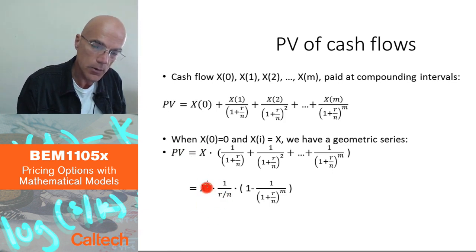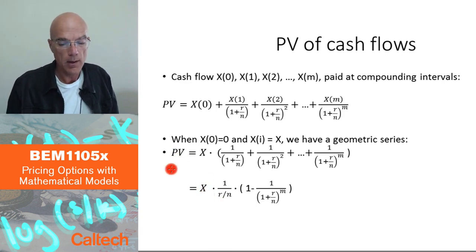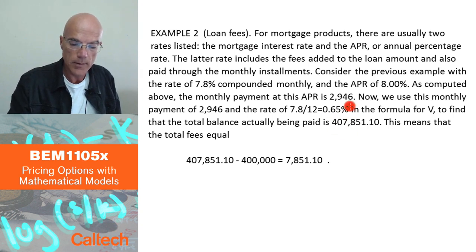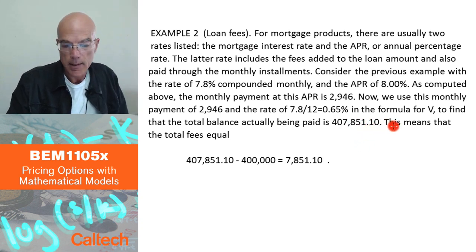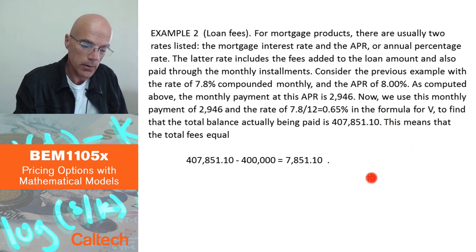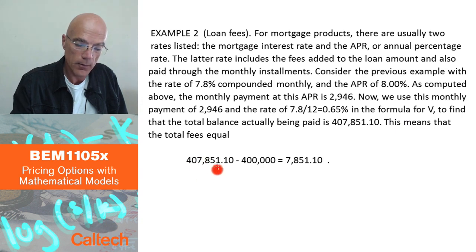Put the monthly payments here, which are 2,946, and see how much we are actually paying in terms of the loan amount. If you do that, you can use the formula and see that it's as if you are taking a loan of $407,851.10. So the fees that the bank is charging you is the difference between 407,851 and 400,000. So you're paying about $7,851 in fees. Okay? All right.